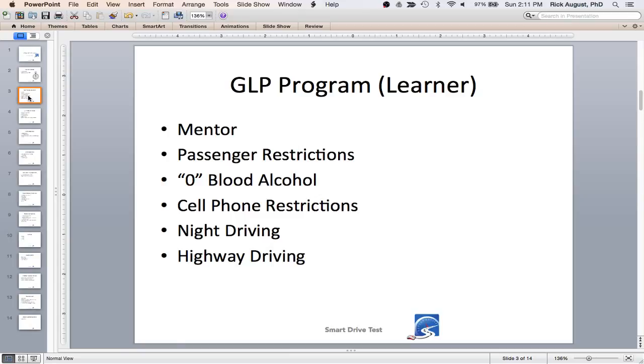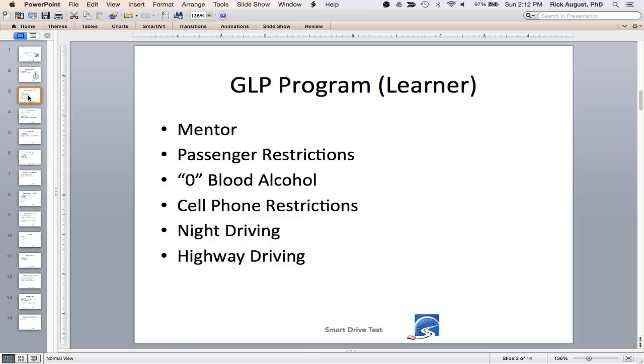Cell phone restrictions: you can have neither a hands-free nor a handheld device in the vehicle. You can't drive at night. Oftentimes these GDL programs will preclude you from driving between midnight and 5 a.m. And again, all of these conditions will be on the website of the authority where you're going to go and get your license.